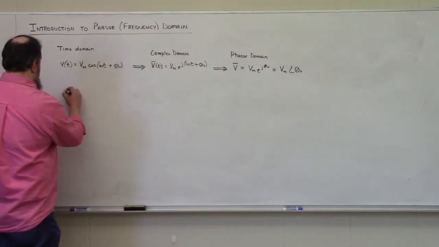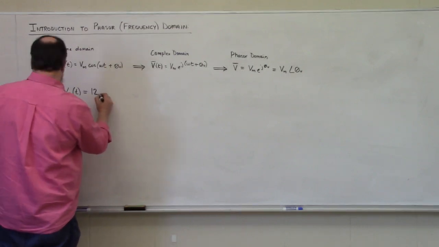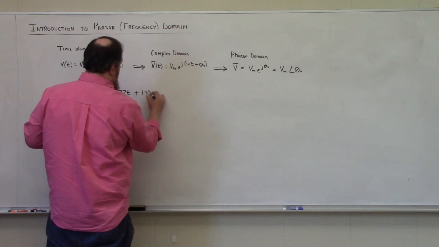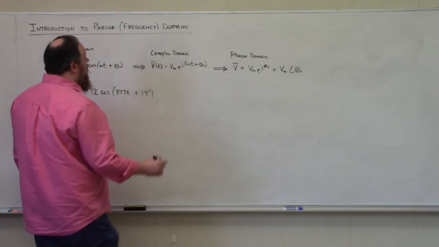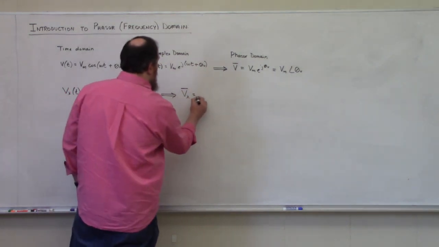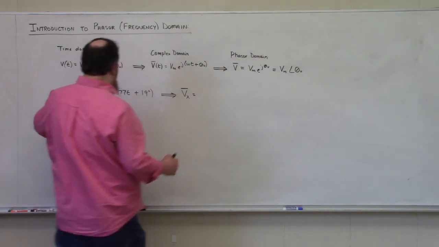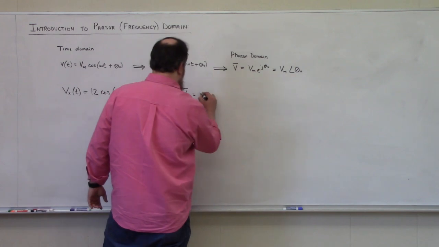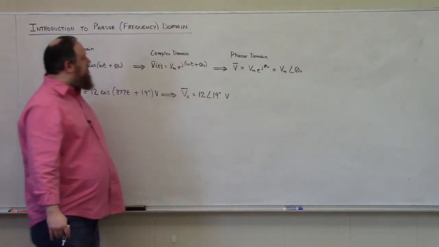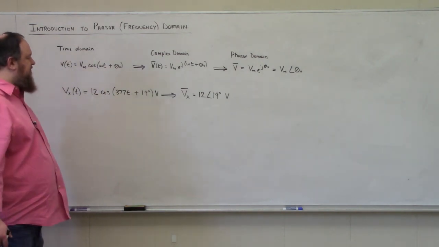So let's say that we have a time domain signal, Vx of t is 12 cosine 377t plus 19 degrees. To convert this into our phasor domain, for a phasor voltage Vx, all we need to do is carry with us the magnitude and the phase angle. So in this case, we have a magnitude of 12 volts. So we would have 12 angle positive 19 degrees volts. So this is our phasor domain representation of our time domain signal Vx of t is equal to 12 cosine 377t plus 19 degrees.